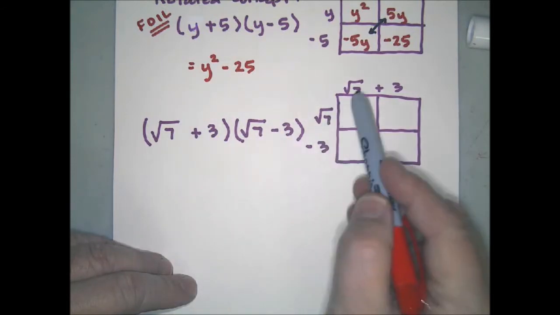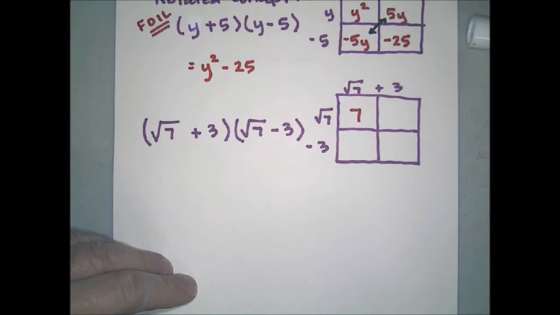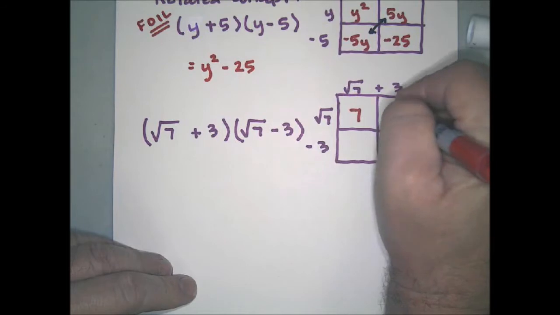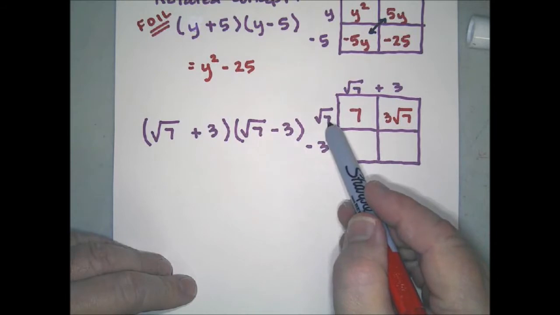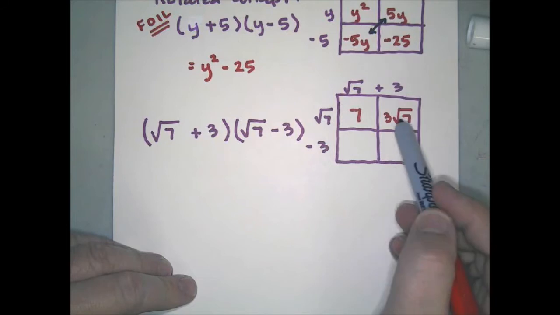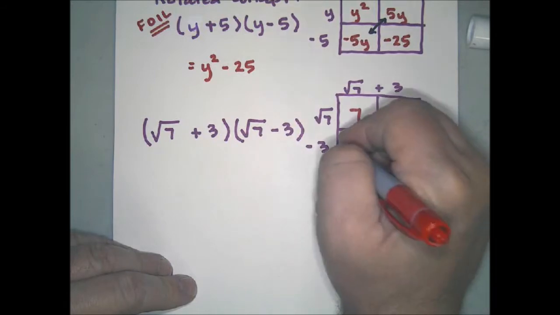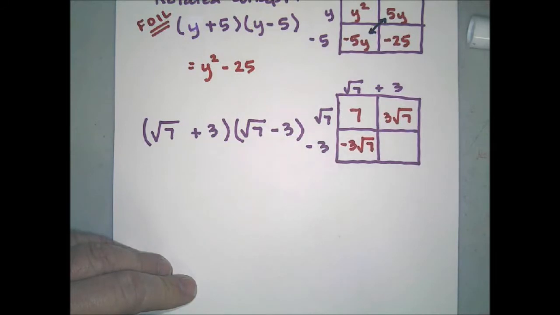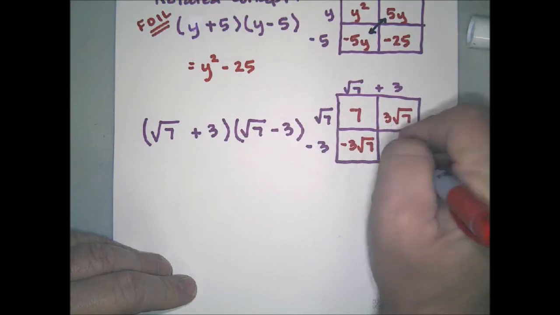Square root 7 times square root 7 is the square root of 49, which is 7. Now, square root 7 times 3 is 3 square root 7, because remember, that would be considered an outside number. That's considered an inside number, and they do multiply, but that's what you get when you multiply. Now, this one, negative 3 times square root 7 is negative 3 root 7.